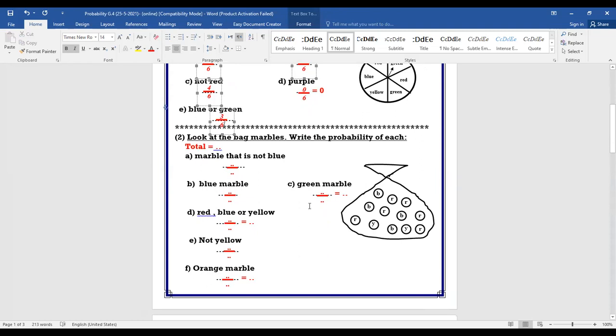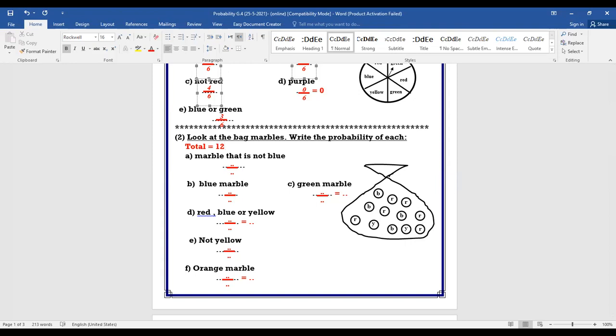Exercise number 2. Look at the bag of marbles. How many marbles in all? This is the total number of marbles. We must count them first. 1, 2, 3, 4, 5, 6, 7, 8, 9, 10, 11, 12. So the total number of marbles will be 12. This will be the denominator.